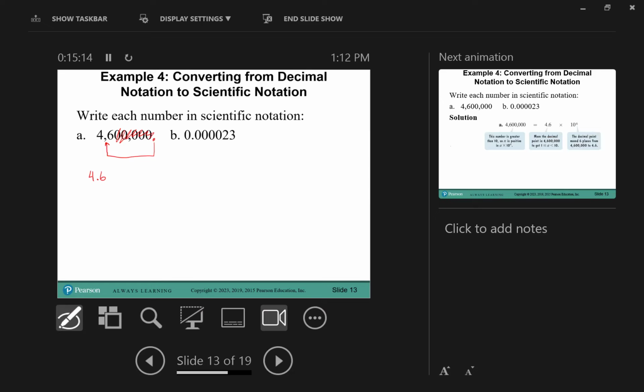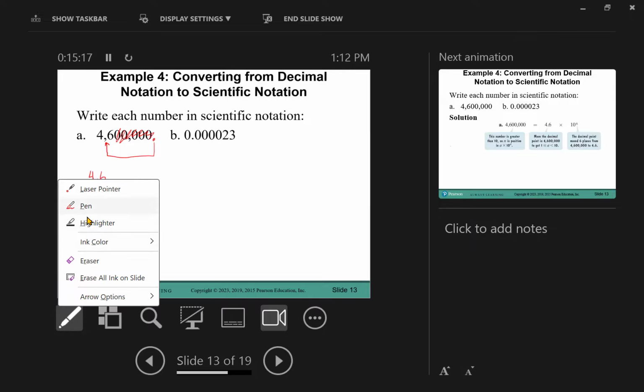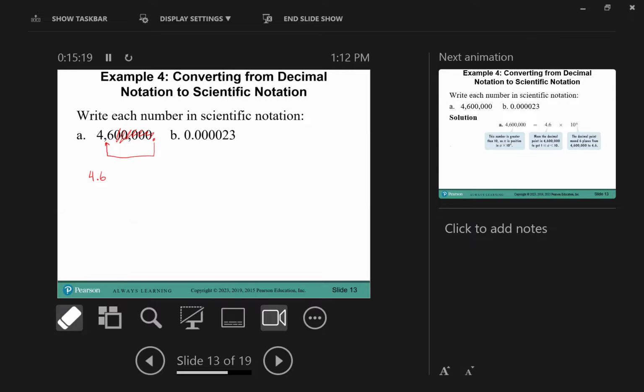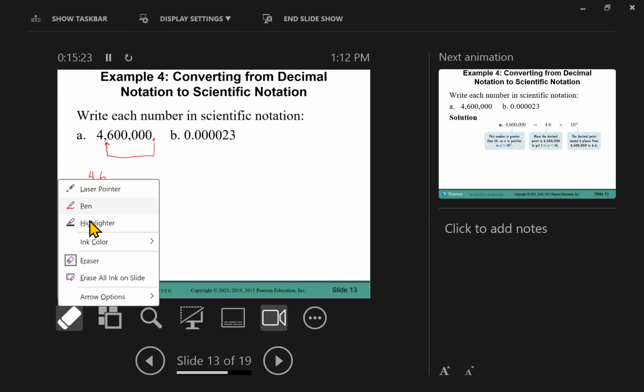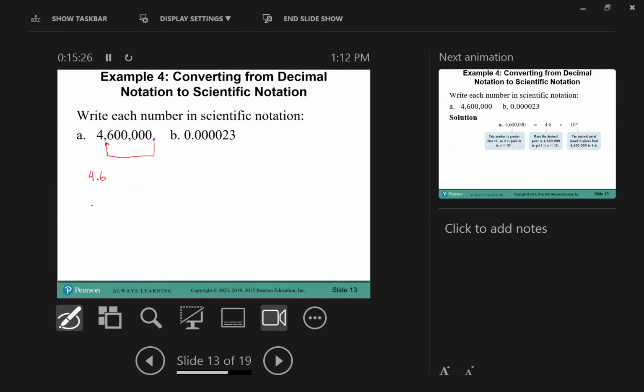So 4.6, and then I'm going to erase this because I have a habit of making things so much messier than is really necessary. But the number of spaces that I would have to move from where I've now placed my decimal, right here between the 4 and the 6, is a movement to the right of 1, 2, 3, 4, 5, 6. So the power of my 10 is 6. So in scientific notation, 4.6 times 10 to the 6.